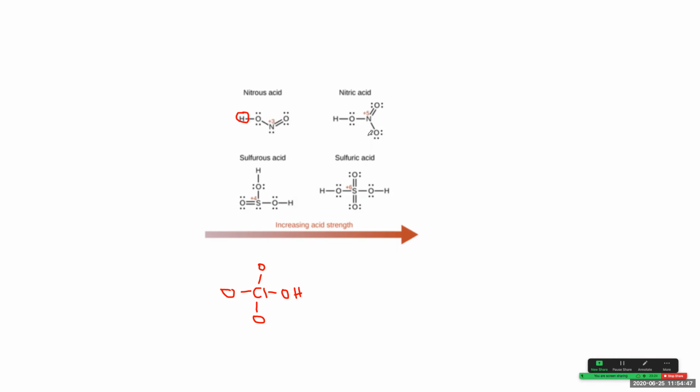In the case of nitric acid, we have 3 oxygens attached to the nitrogen. That makes it a stronger acid than nitrous acid, where we only have 2 oxygens attached to the nitrogen. The same with sulfurous and sulfuric. Sulfuric has 4 oxygens attached to the sulfur, so it's a stronger acid than sulfurous, which only has 3. Perchloric acid is stronger than chloric acid, which has 3 oxygens attached. So chloric acid looks like this.